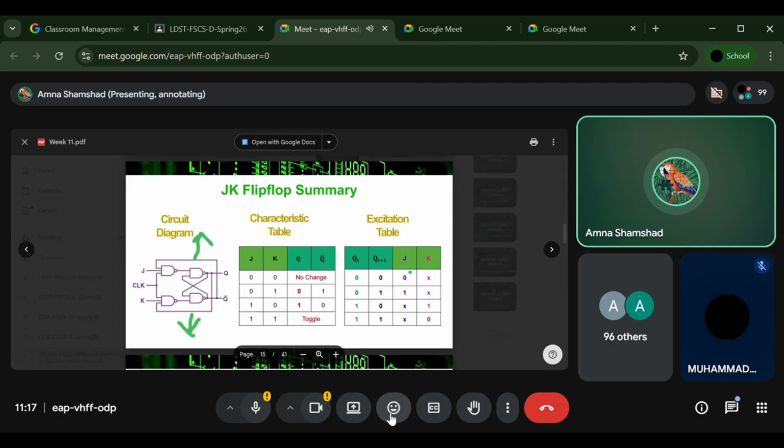Again, we can check the same 0 and 1 if we assume that Q is 0, and then obviously Q bar is 1. Then this is 0 and this is 1. Okay, if this is 1, then it will be 0 because they are complement of each other.